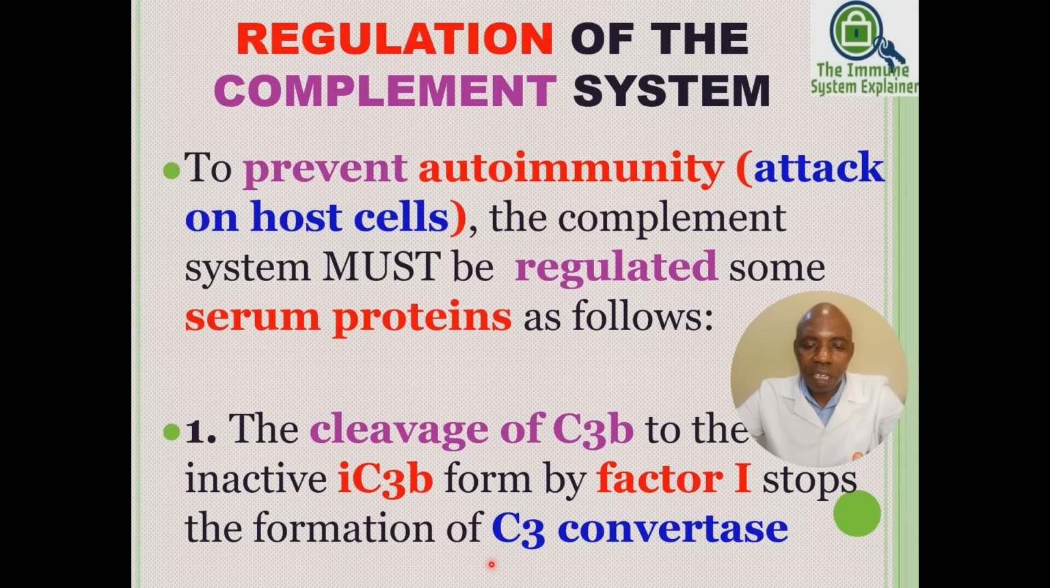The cleavage of C3b to the inactive form called iC3b, formed by factor I, is very important because it averts the formation of C3 convertase. Of course, we've known the value of C3 convertase because it hydrolyzes C3, which is the most potent and the most abundant protein of the complement system. And so the inactivation of it means no assembly of C3 convertase of the classical pathway, of the mannose-binding lectin pathway, and of the alternative pathway.